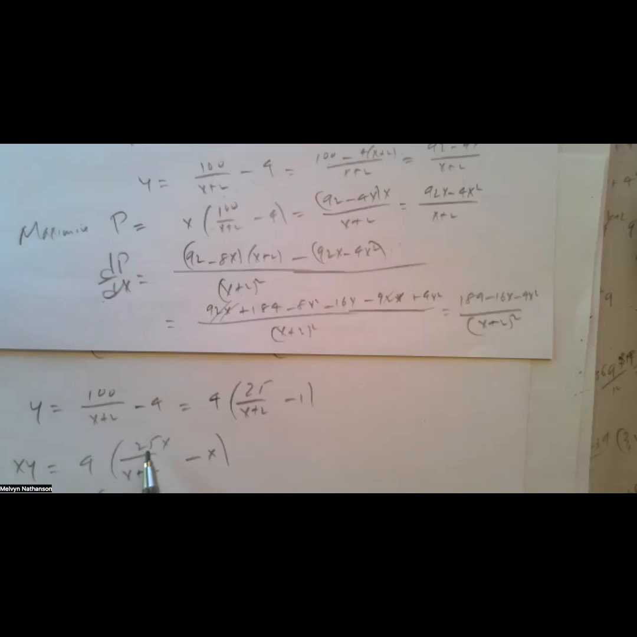And the area of the poster, x times y, is 4 times 25x over x plus 2 minus x. So if I differentiate this, p prime of x, this is 4 times, I have x plus 2 squared, the derivative of the numerator, 25 times x plus 2, minus 25x times 1, minus the derivative of x, which is 1.